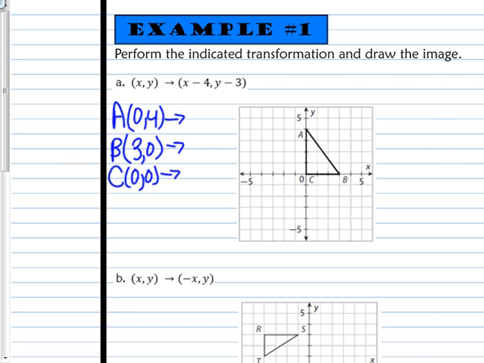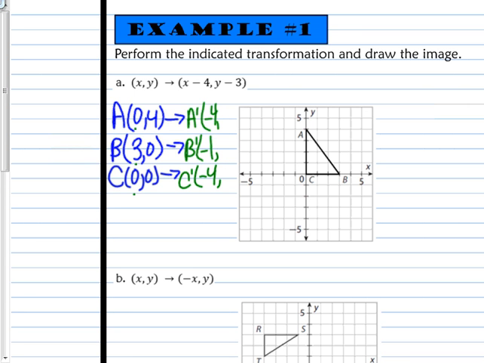And now I'm going to apply the transformation, A prime, and this is the only, I would say, new part, but it's not difficult. We apply the transformation, so we take the x coordinate and we're going to subtract 4. So the 0, the 3, and the 0, we're going to be subtracting 4 from that. So the x coordinate of the new one, A prime, is negative 4. B prime, the x coordinate, is negative 1. And C prime, the x coordinate, is also negative 4.